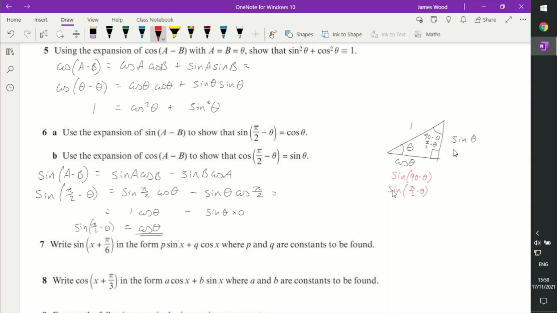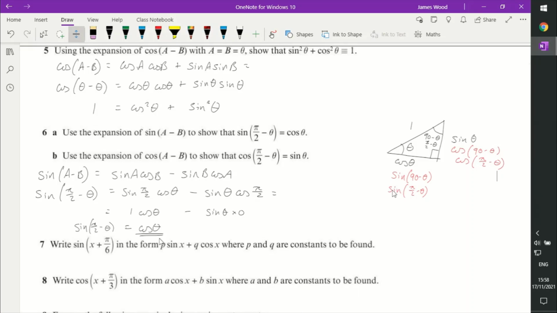Likewise over here, this is adjacent to this angle here, so this would be the cosine of 90 minus theta, or the cosine of pi over 2 minus theta. So we can see that cos theta is the same as sine pi over 2 minus theta, and sine theta is the same as cos pi over 2 minus theta.